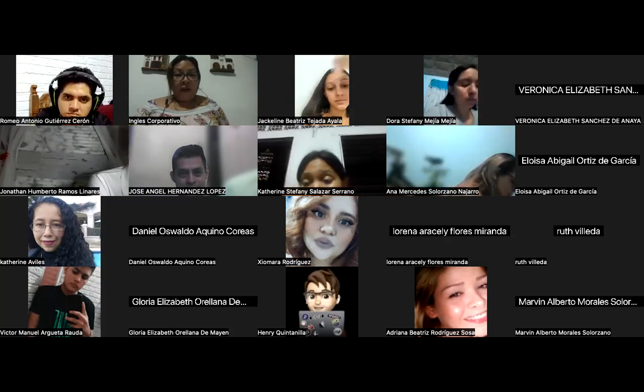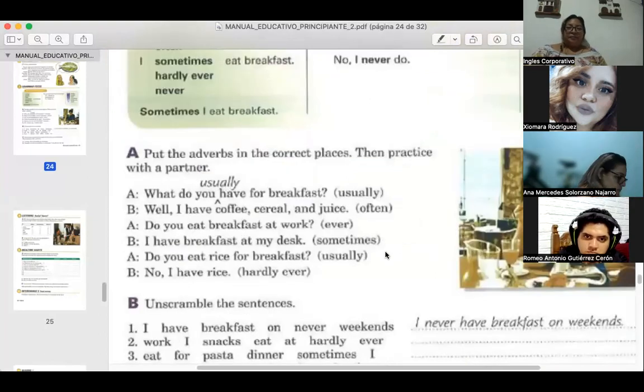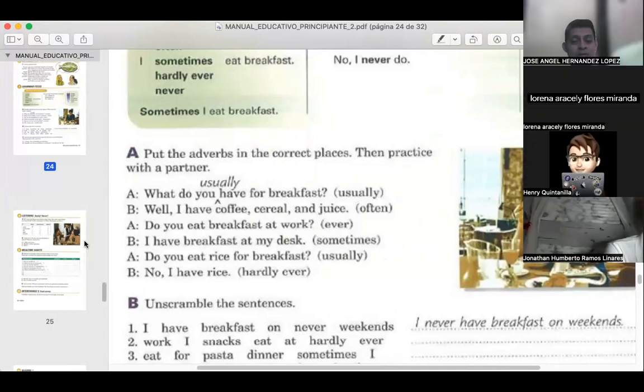Okay, first here on the manual. And then on the book. Y Jonathan. Vamos a hacer las que están acá. Mire, dice, put the adverbs in the correct place. Que en el primero tenemos usually. What do you usually have for breakfast? Sería la number one. Jonathan, ¿cómo quedaría la number two?